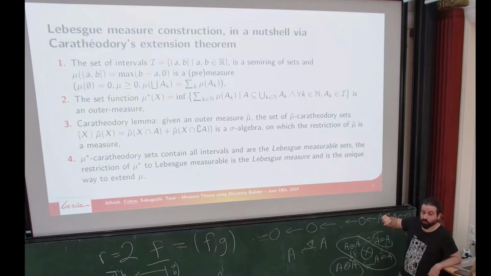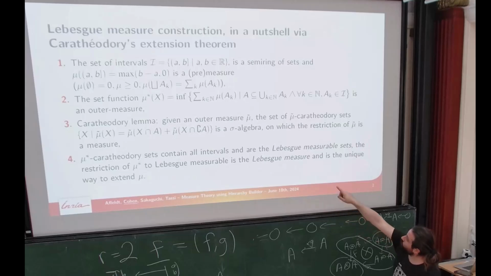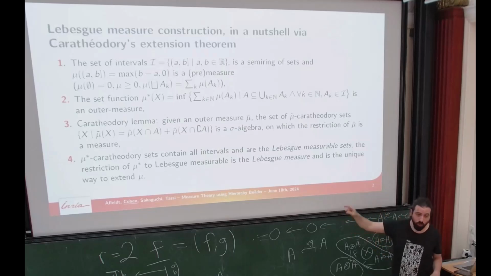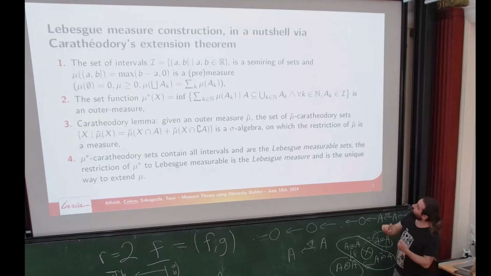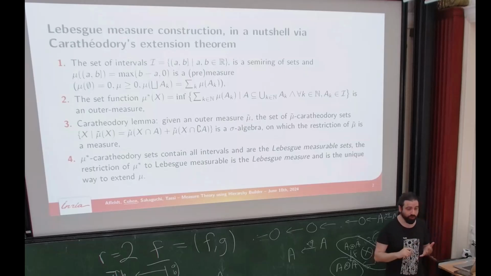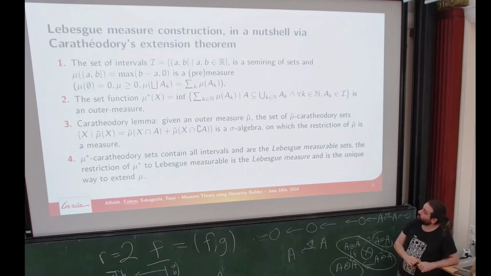More questions? So in the end, the restriction of mu star to the Lebesgue measurable sets, which are the Carathéodory sets on mu star, is the Lebesgue measure, and it's unique. It's the unique way to extend mu when mu was actually sigma finite. That's what I forgot in this slide. So to sum up, we have semi-ring of sets. We have pre-measure, we have measure, we have outer measure, we have sigma algebra. In fact, the proof will also involve rings of sets and sigma rings of sets, which are intermediate structures between semi-rings of sets and sigma algebras.